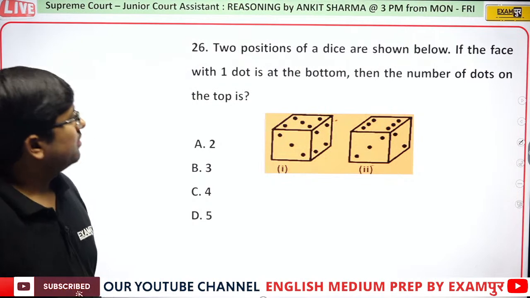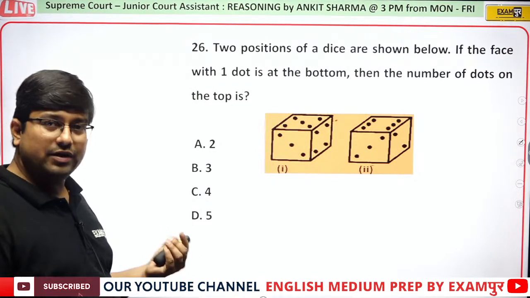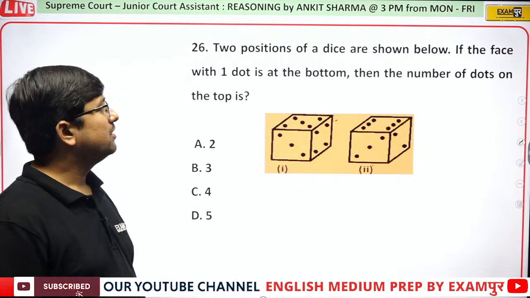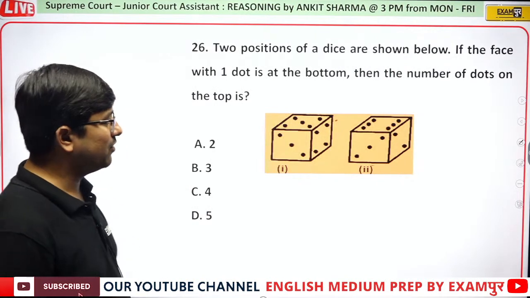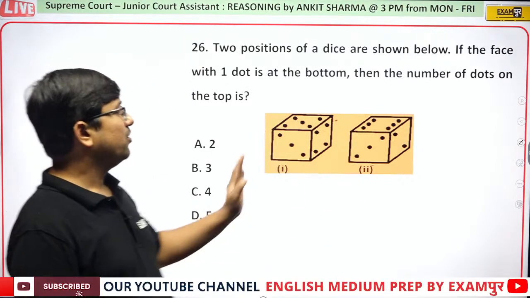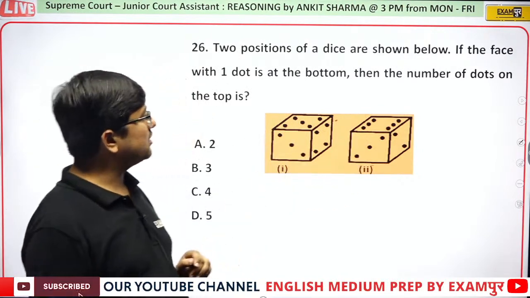Now see, two positions of a dice are shown below. If the face with one dot is at the bottom, then the number of dots on the top will be what? See, have a look at this. Only one face is common, 3, and that too at the same location.